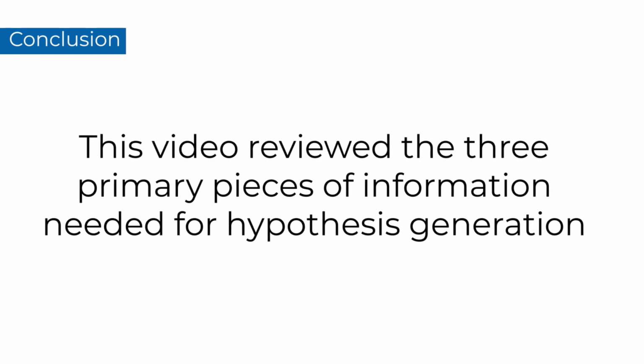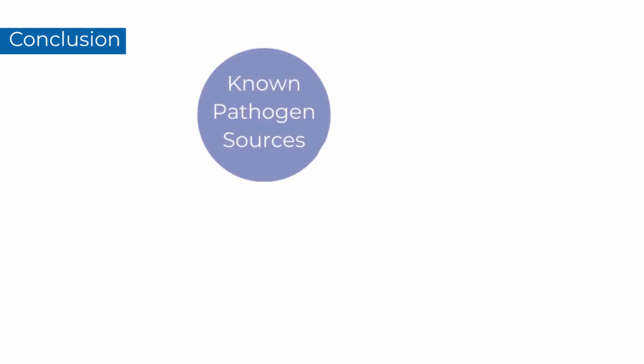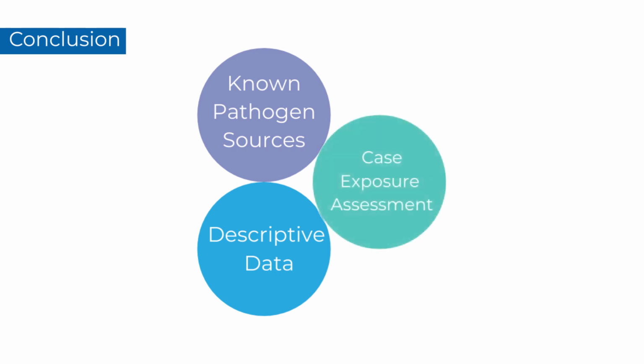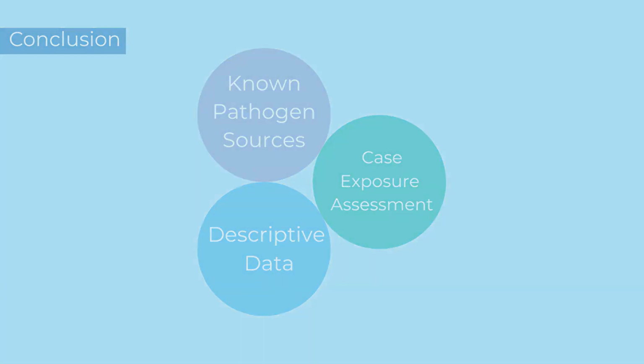This video reviewed the 3 primary pieces of information needed for hypothesis generation: known sources of the pathogen causing illness, person, place, and time characteristics of ill persons, or descriptive data, and case exposure assessments, or case interviews. These provide vital information for hypothesis generation, particularly when used in combination and revisited as the outbreak progresses.